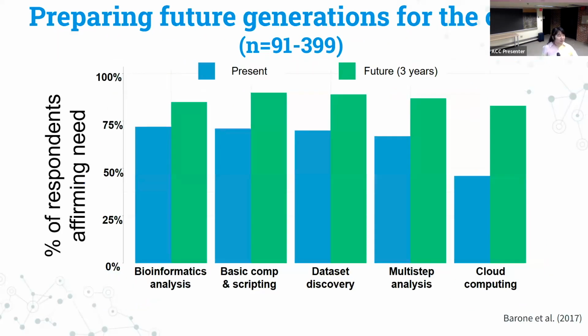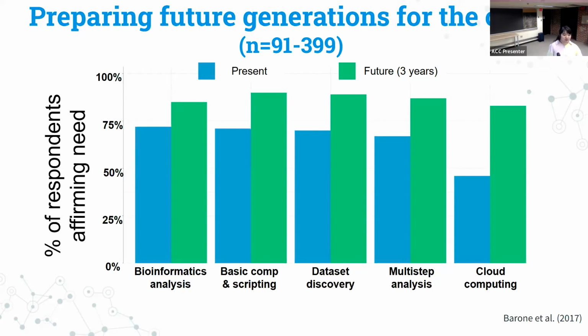If you're in the audience here, you're probably already interested in the cloud, but just in case you aren't, let's take a look at the numbers. This is a 2017 study on NSF PIs in biology, not including bioinformatics, about their present needs in 2017, and then they predicted their needs again for what they would think of as a need in 2020. And I've selected only these 5 items from the survey because these are the 5 items that our curriculum are trying to address: bioinformatics analysis, basic computing and scripting, data set discovery, multi-step analysis, and of course, cloud computing.